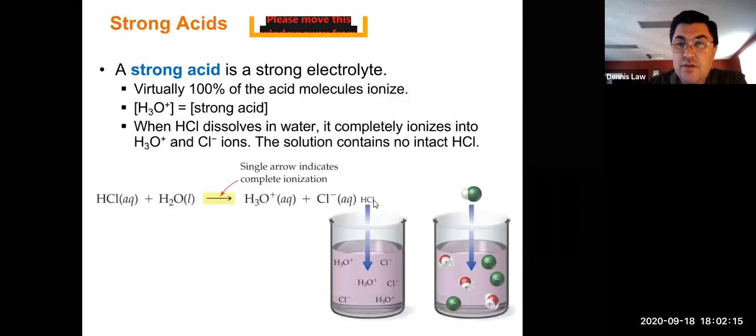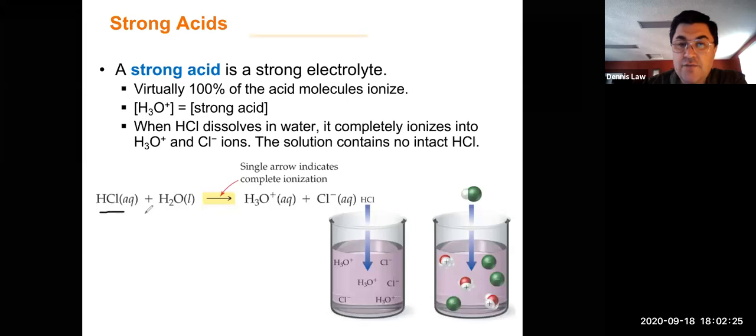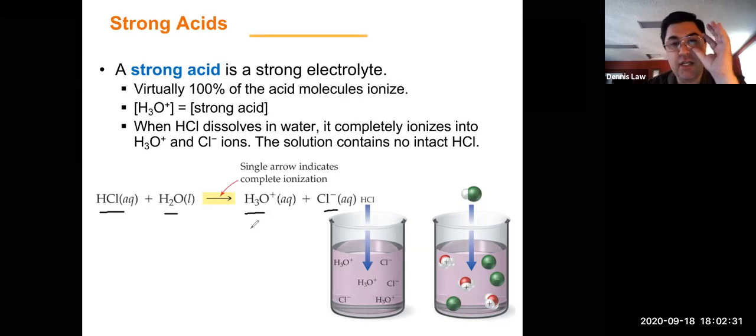Okay. Now strong acids, they completely dissociate. So virtually 100% of the acid molecules ionize. And if you have HCl, for example, you put in water, it makes the H3O plus and Cl minus. You use a single arrow to indicate complete ionization. So you don't have a reversible reaction in this case. It just completely goes and makes product entirely. So that's the strong acids.